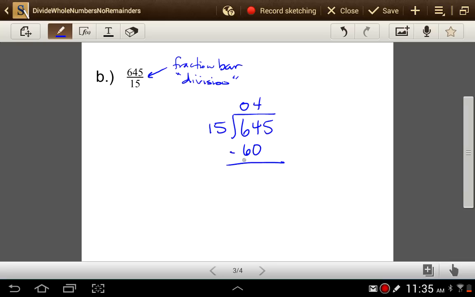I subtract. 4 minus 0 is 4. 6 minus 6 is 0. Now I bring down the 5, keeping things lined up. Now my 4 becomes 45. I want to see how many times 15 goes into 45. That is 3. Keeping things lined up, the 3 is above the 5. Okay, got to keep everything lined up. 3 times 15 is 45. I subtract those and I get 0. So my answer is 043 or 43. If you need to pause or rewind, go ahead. Otherwise, I'm going to move on to the next example.